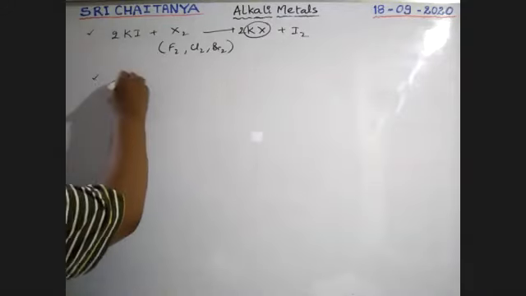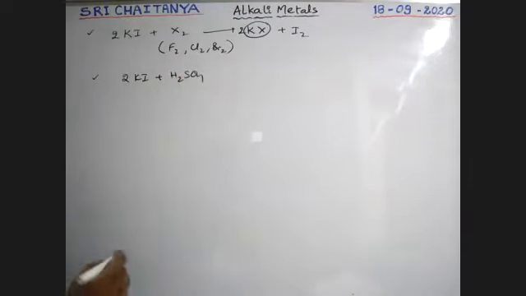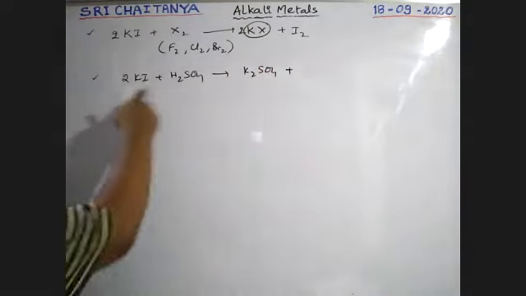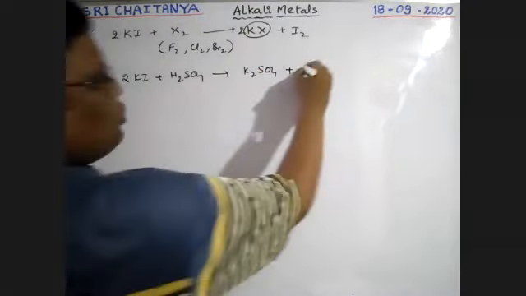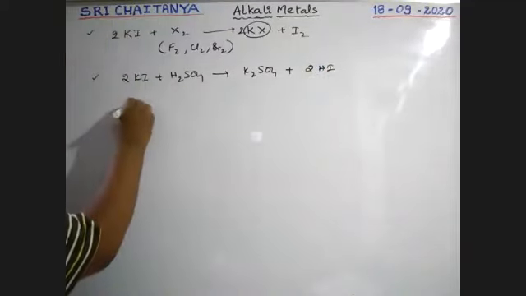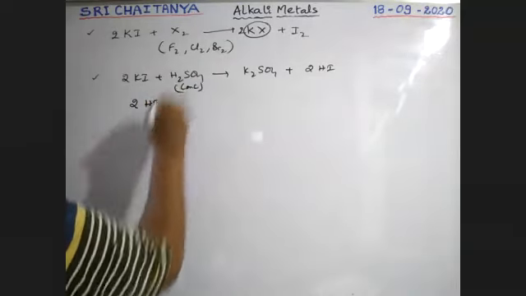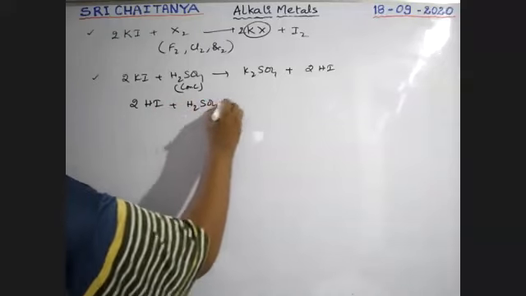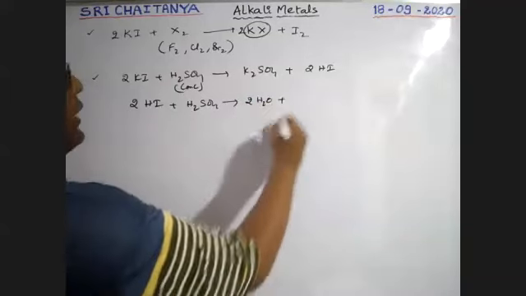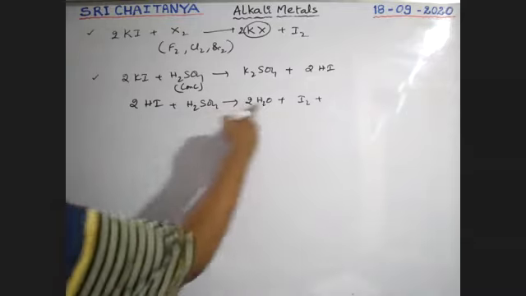When potassium iodide reacts with H2SO4, that gives K2SO4 plus 2HI as the products. The HI that formed once again reacts with concentrated H2SO4. That gives 2H2O plus I2 plus another product, that is SO2.